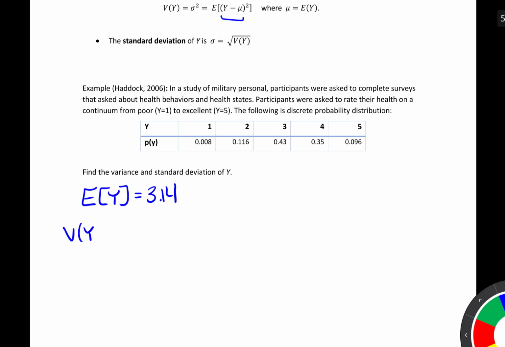So here, the variance of y is still going to be a weighted average, but instead of weighting based on the individual values of y, what we're going to do is take each of those values, subtract off the mean, square it, and multiply by the probability of that value. So it's still a type of weighted average.